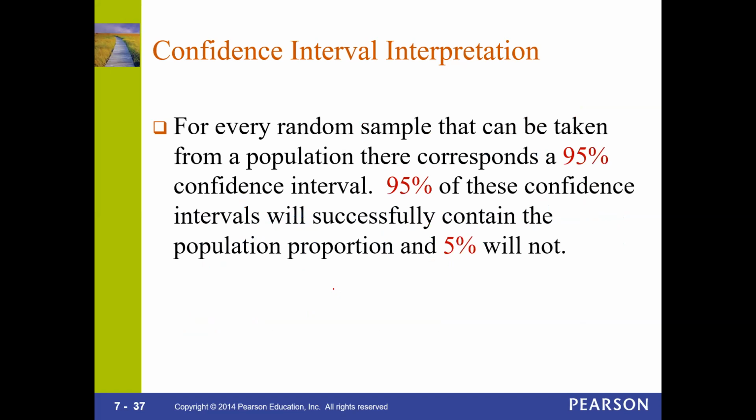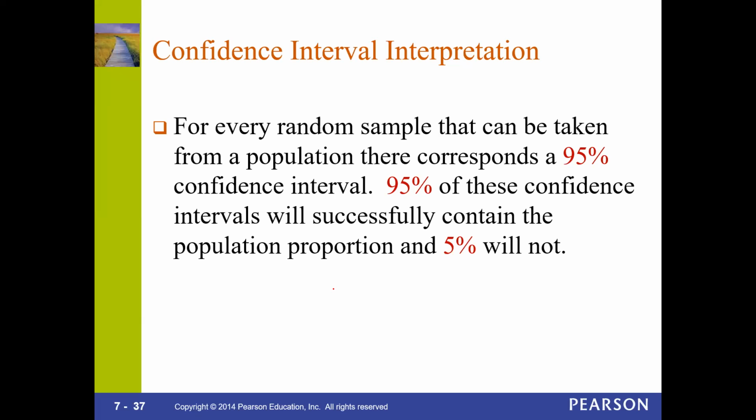So this one says that for every random sample that can be taken from a population, there corresponds a 95% interval. So 95% of these intervals will successfully contain the population proportion, and 5% will not. So whenever you do your research, you can be sure that 95% of the time, if you use a 95% confidence level, it's going to be fine, and 5% it will not. Okay, that's the idea behind 95%.